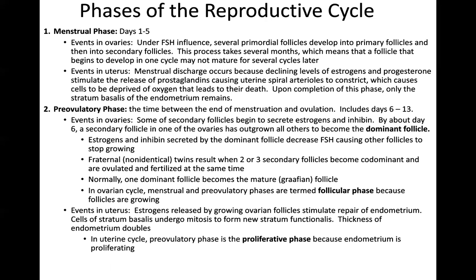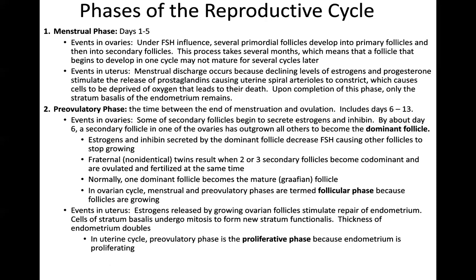Now, if you think about other animals like dogs and cats, they have litters, right? So their females are releasing multiple eggs at a time. And that's why sometimes you have like 6, 8 babies that are born. Normally, one dominant follicle becomes that mature Graafian follicle, which means only one egg is ovulated.